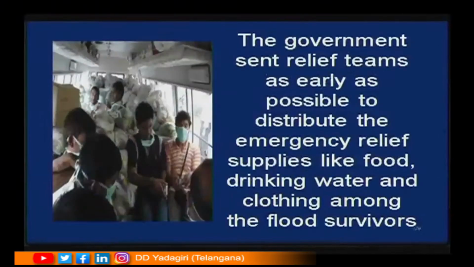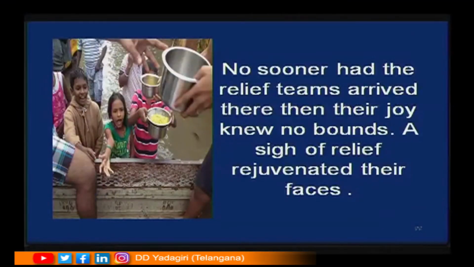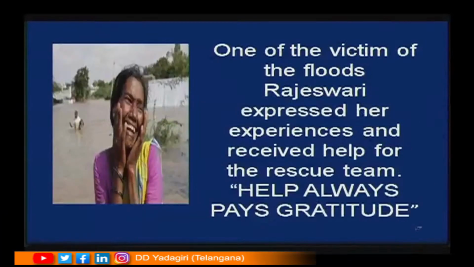The government sent relief teams as early as possible to distribute emergency relief supplies like food, drinking water and clothing among the flood survivors. No sooner had the relief teams arrived there than their joy knew no bounds. A sigh of relief rejuvenated their faces. The Disaster Management Response Force from Tamil Nadu sent a transport aircraft, 30 inflatable boats and an equal number of fiberglass boats. One of the victims of the floods, Rajeshwari, expressed her experiences and received help from the rescue team.